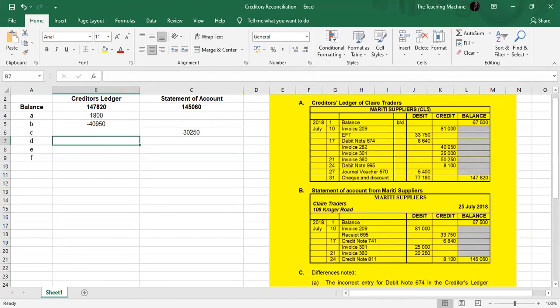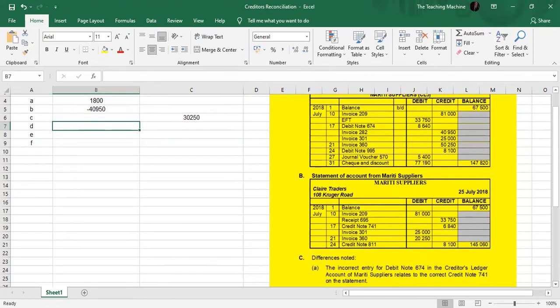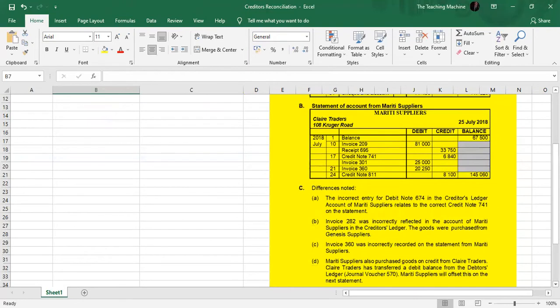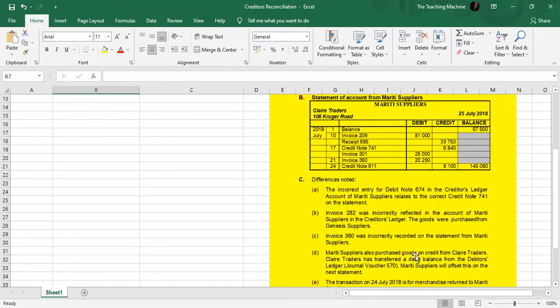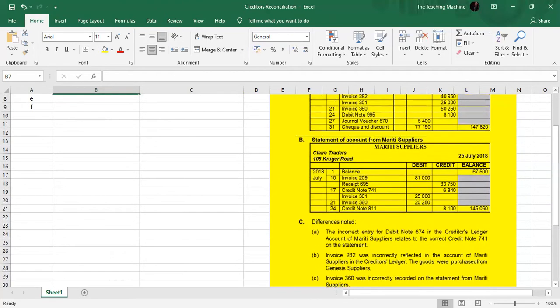Yes, sir. Okay. Now let's look at D. Marigi suppliers also purchased goods from Clear Traders. Clear Traders has transferred a debit balance from the debtor's ledger. Journal voucher 570. Marigi suppliers will offset this on the next statement. Okay, so now we need to deduct this 570 because they bought goods from us on credit.